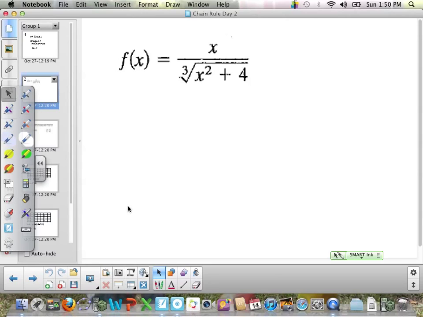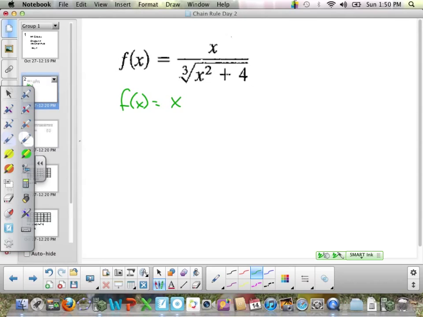All right, first we need to rewrite this problem to get rid of the radical, and I'm going to get rid of the fraction so I don't have to use the quotient rule, which is a lot longer than the product rule. So I'm going to rewrite this as x times x squared plus 4 to the negative 1/3. Then I can apply the product rule because I have a multiplication of two functions. So I will go f prime of x equals first times the derivative of the second.